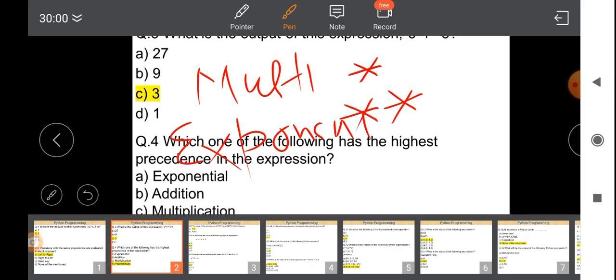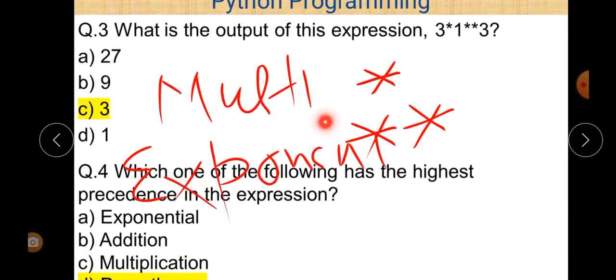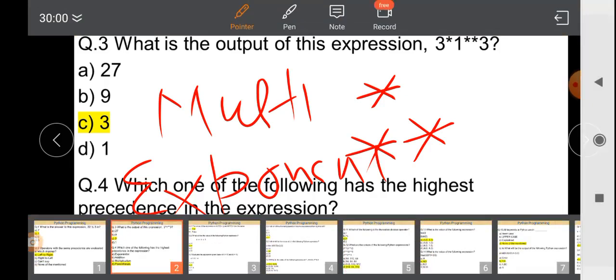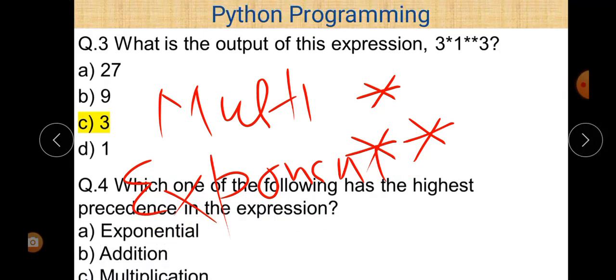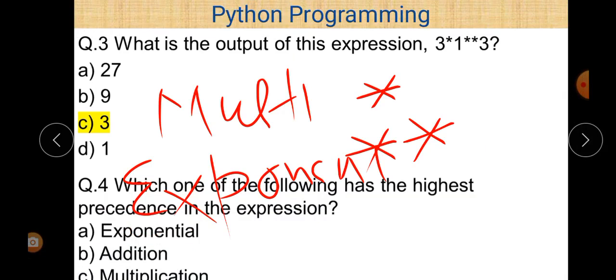Now I think it is clear to all of you. Let us make the slides much larger. So our question is 3 star 1 double star 3. As you know, in this case double star has higher precedence as compared to star. It means the exponent operator always has higher precedence as compared to star. So first of all, exponent will be evaluated. After that, star, or multiplication, will be evaluated.